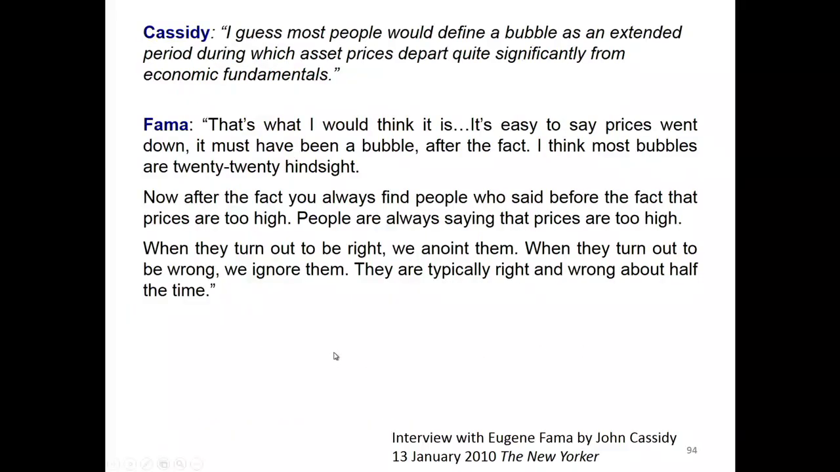So it says, most people would define... it's easy to say prices went up and down, it must have been a bubble after the fact. I think most bubbles are 20/20 hindsight. So to give you an anecdote of what he means over here.